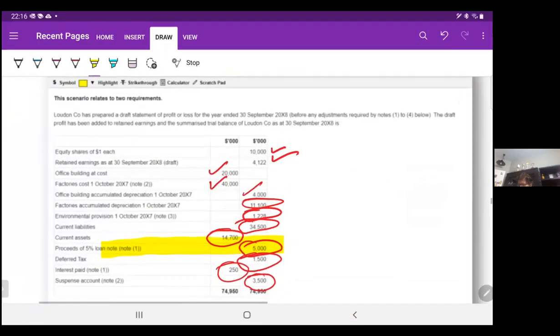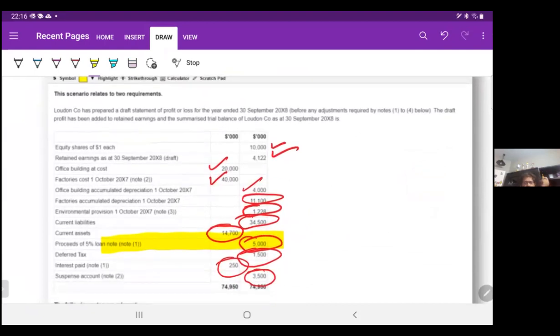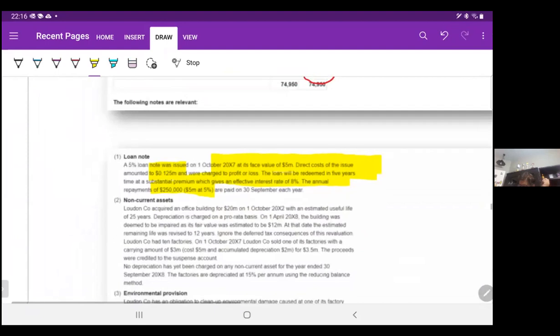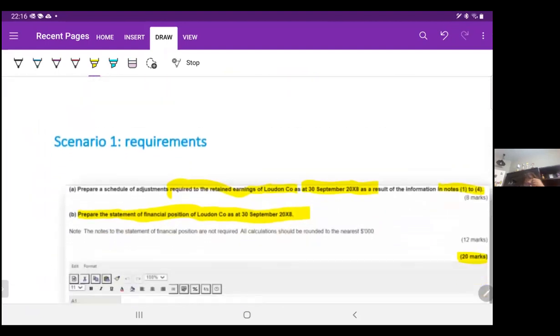Hey folks, welcome back. Now let us look at the question from the September-December 2020 exams, and let us look at the requirement first. As you can see, the requirement over here is to prepare a schedule of adjustments required to the retained earnings of Loden Company at 30th September 2008 as a result of the information in Notes 1 to 4. And we have to prepare the statement of financial position of Loden Company as of 30th September 2008.